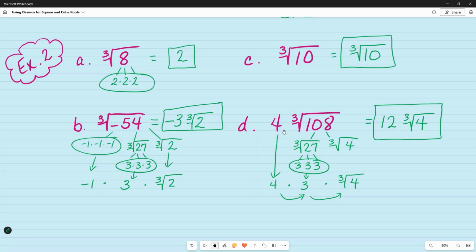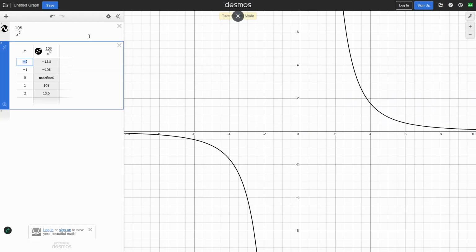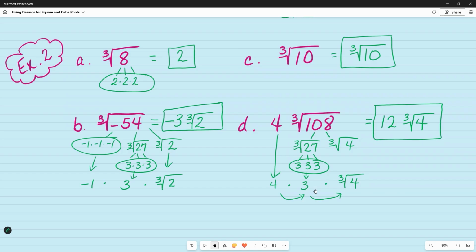For D, I see a 4 on the outside. Go ahead and pull that down, and I'm only focused on taking the cube root of 108 in Desmos. Once I go to my table, do the same thing, and I see that I have 3 cube root of 4. So that's going to be this part, 3 cube root of 4. I have to remember that I have the 4 on the outside. So 4 times that 3 is the 12, and then I can do nothing with the cube root of 4 because there's not a number times itself 3 times that will give me 4. So this is my final answer.